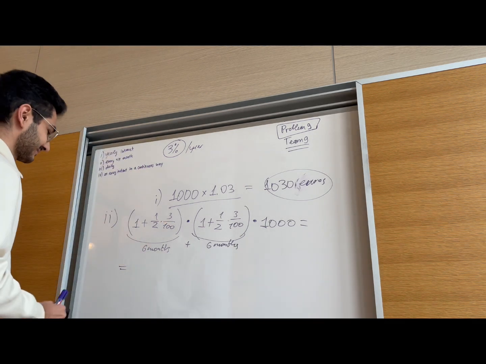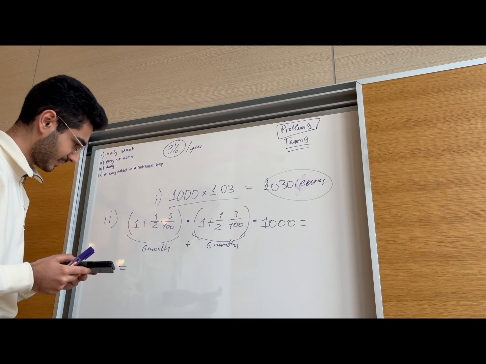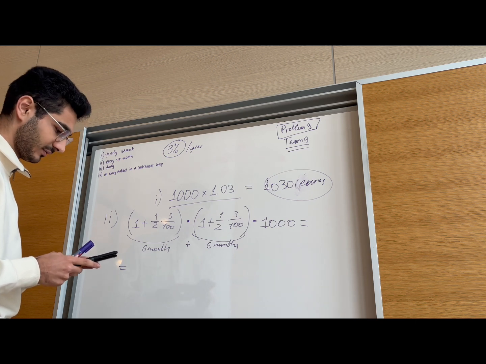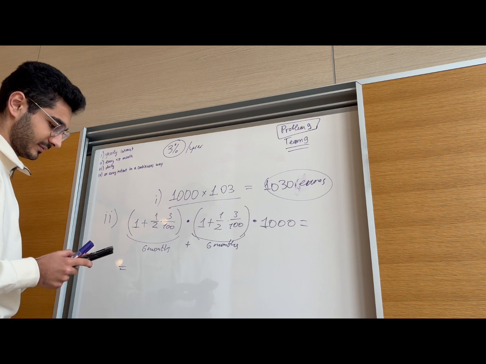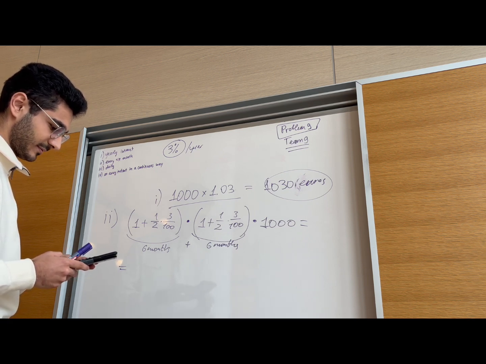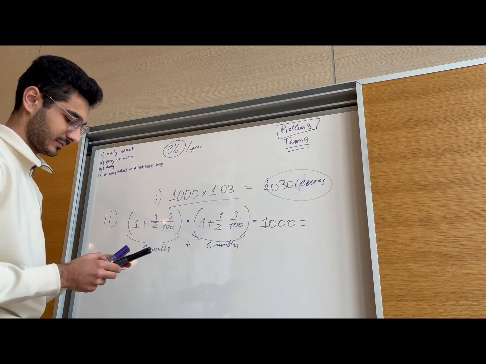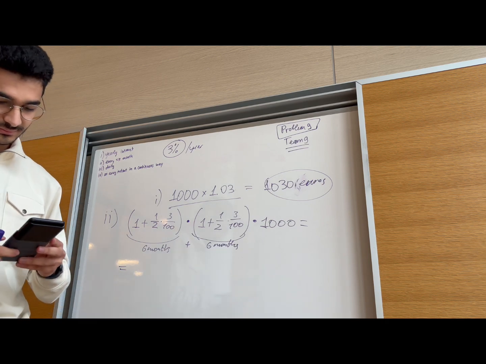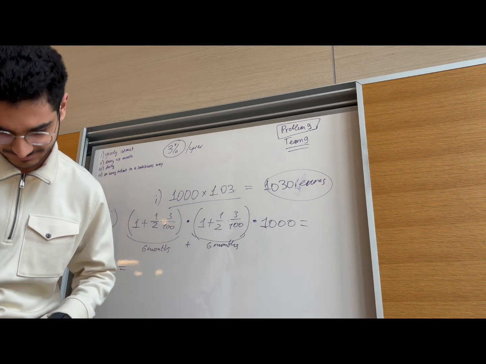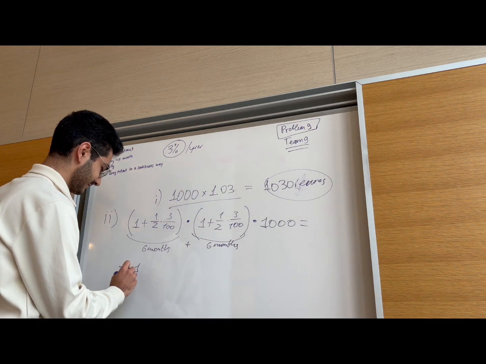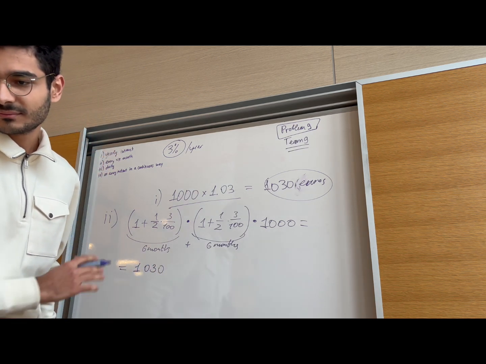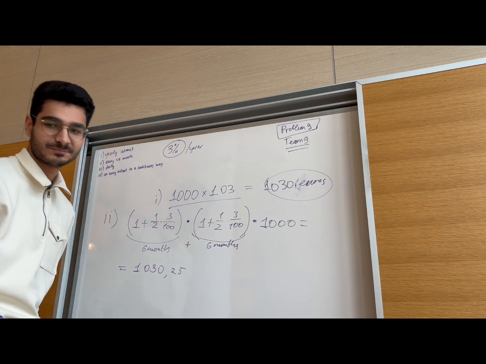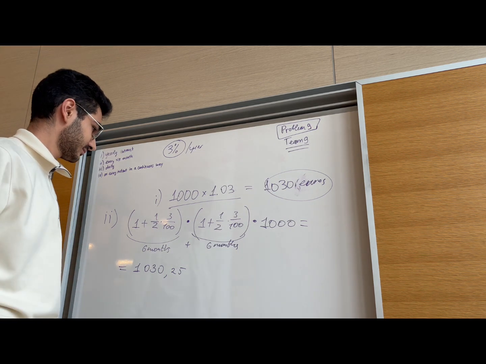Okay. So 1 plus 1 over 0.5 multiplied by 0.03, and this is basically squared. Okay. And then this multiplied by 1,000. Okay, basically this is 1,000... 1,030. No, it's not. It's 1,030 and 25 cents. Okay. Now I'm about to continue.